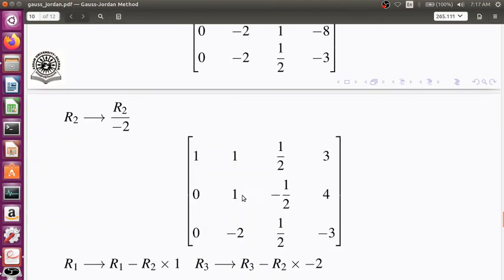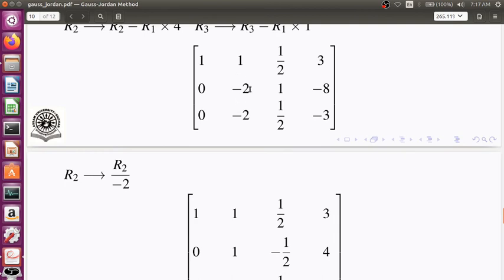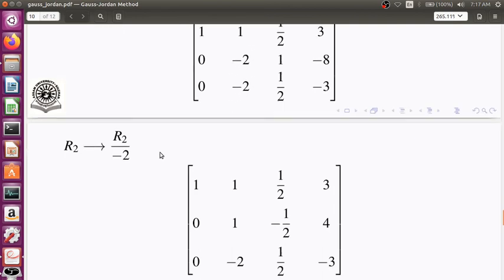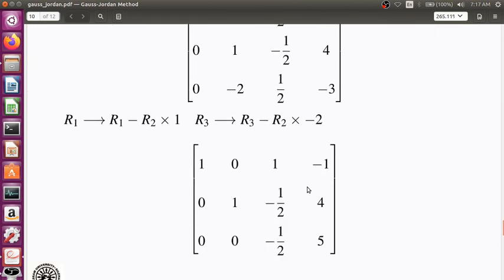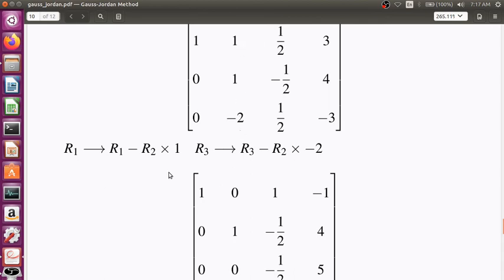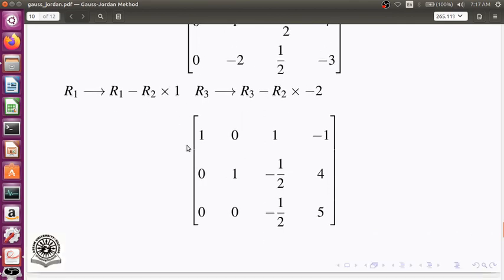After that what we have to do, we have to make my a22 to be 1, so row 2 has to be divided by -2, so 0 1 -half and 4, and then we have to perform the row operations to make these two elements 0. So row 1 has to be replaced by row 1 minus row 2 multiplied by 1, and row 3 by row 3 minus row 2 multiplied by -2. So -2 and 1. So after performing this operation, we will have 1 0 1 -1, 0 0 -half and 5. This row will remain as it is.